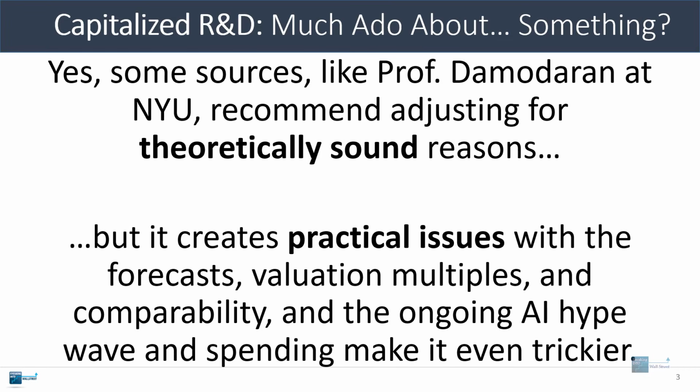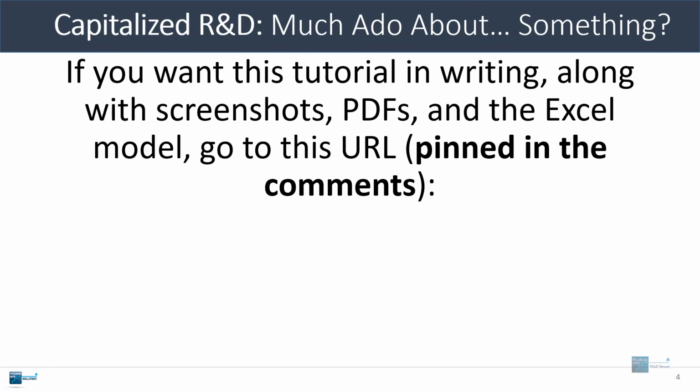And the shift in a lot of companies toward AI token spending makes it even trickier because it's not always clear exactly how to classify that, how it should be capitalized, whether it represents exploratory expenses or actual product development expenses, for example.